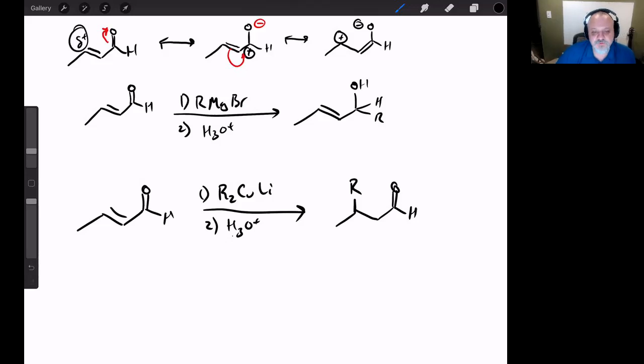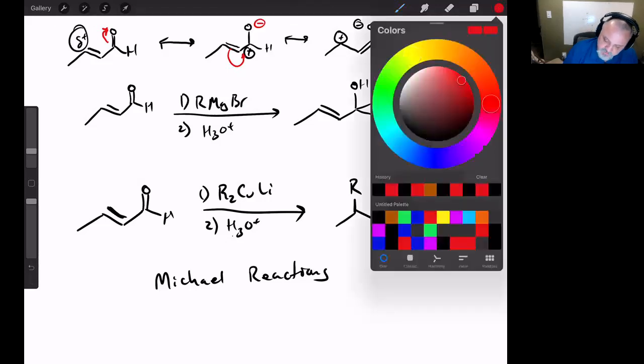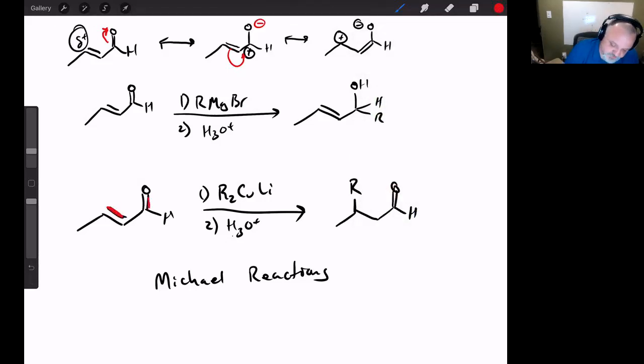Okay, so these are called Michael reactions, where we get addition at the beta position. It's also called conjugate addition, because keep in mind that these bonds are conjugated. We saw this happen with conjugated dienes. Same thing is happening here.